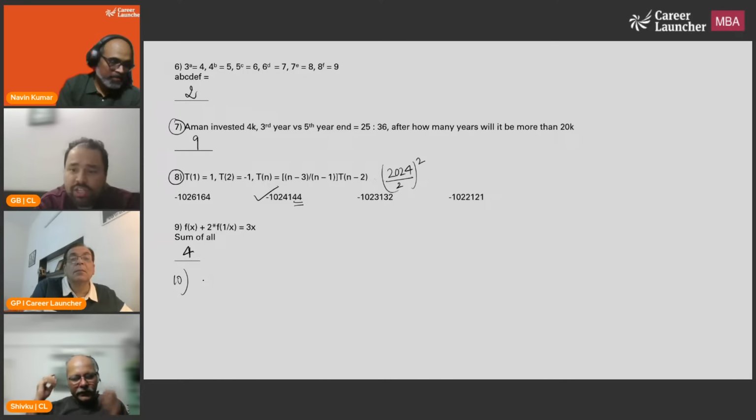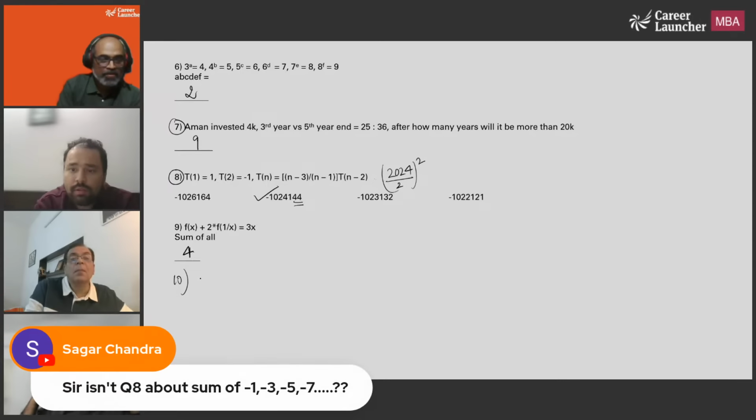Sagar is asking about question 8, where 3 to the power of something is equal to 9. Sir, isn't question 8 about the sum of -1, -3, -5, -7? Yes, which is the sum of consecutive odd numbers, which is the square of the count of odd numbers.